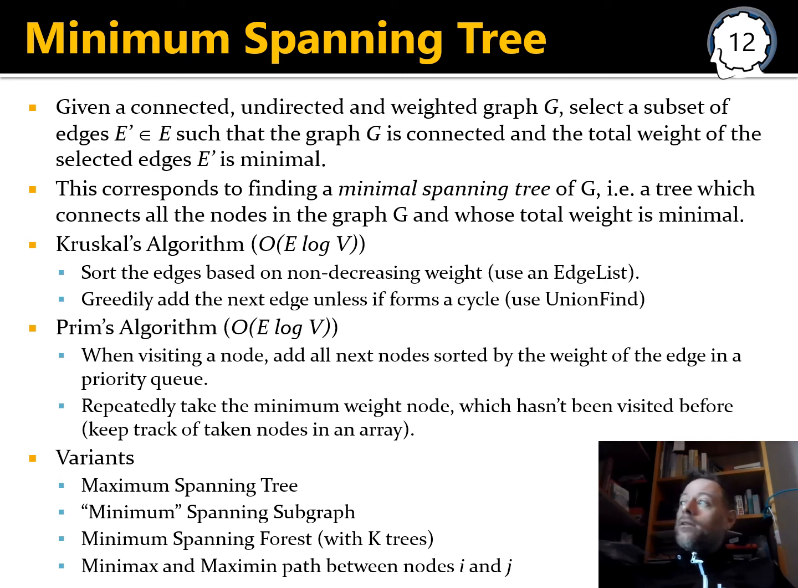And then, of course, there are a large number of variations of these. We can find maximum spanning trees: instead of finding the cheapest, we want to find the most expensive. We can find minimum spanning subgraphs, so rather than trees, we can find graphs. We can find minimum spanning forests, so finding multiple trees that together span this set of nodes. We can also find minimax and maximin paths between pairs of nodes. All of these are very useful and nice.